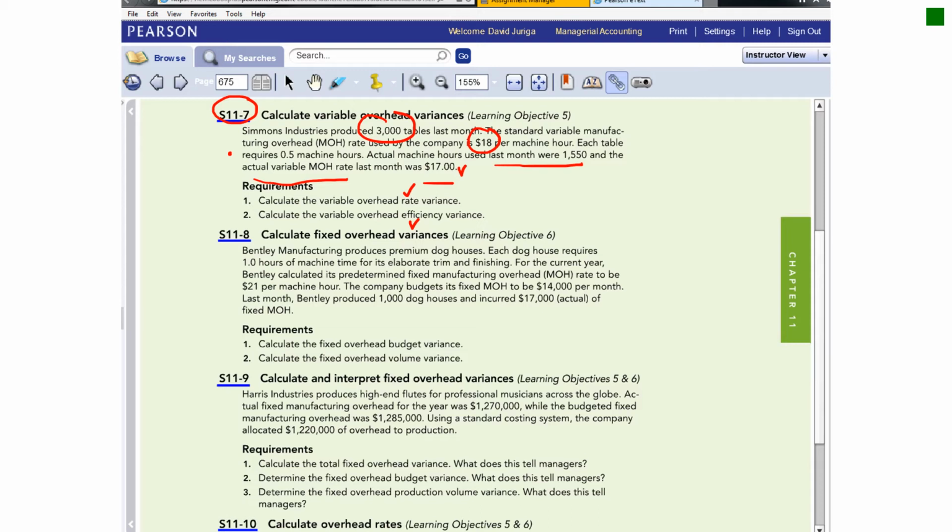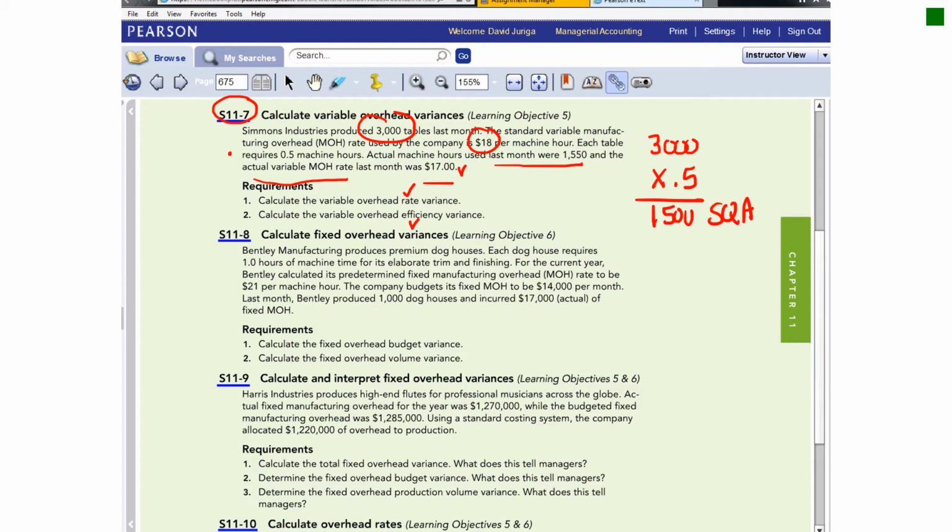And on the efficiency variance, again, what you'll want to do is take the 3,000 units produced and multiply that by 0.5 machine hours. That's going to give you 1,500. What that number is going to do, that's what you think you should have used when they actually produced 3,000.